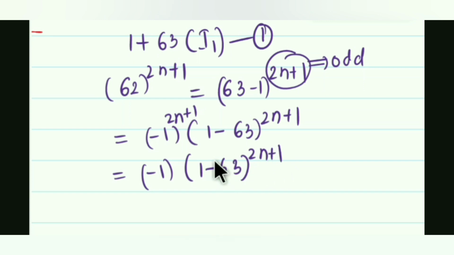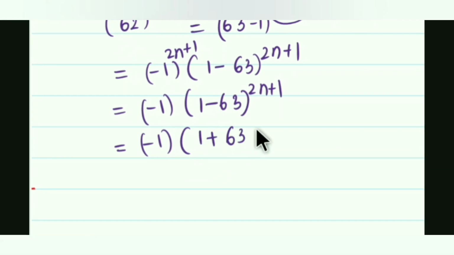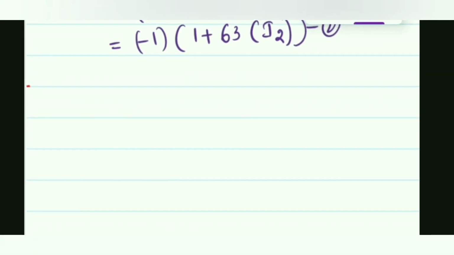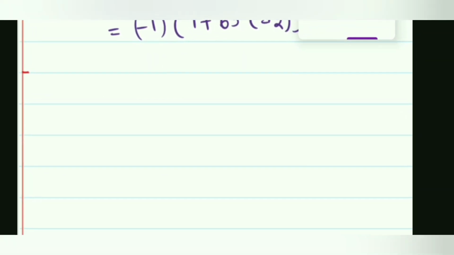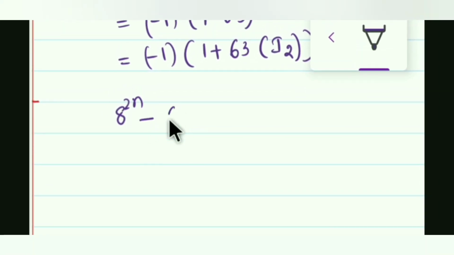As I told you one trick, according to the trick we will write it as minus 1 times 1 plus 63 times an integer I2. This is equation 2, suppose. What are we having actually? We are having 8 to the power 2n minus 62 to the power 2n plus 1.